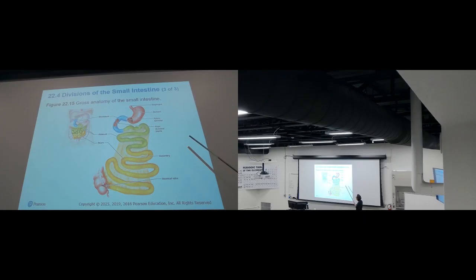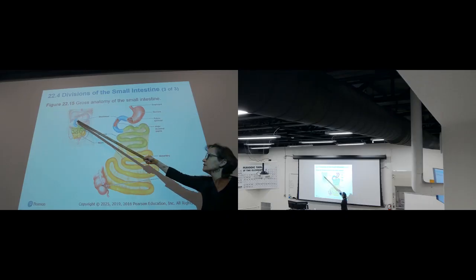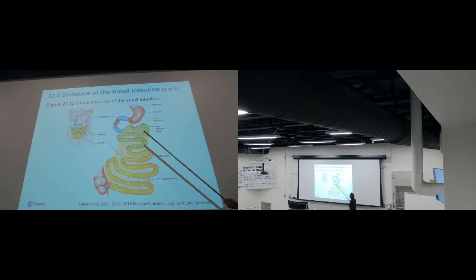Now for the small intestine. So our small intestine is subdivided into duodenum, jejunum, and ileum. It has been extended so you can see it. Now the duodenum is retroperitoneal, and it has 4 regions.